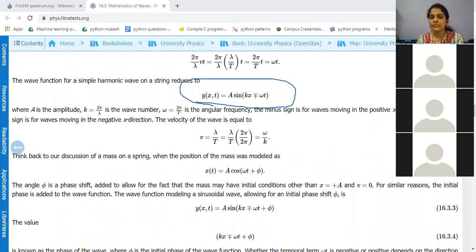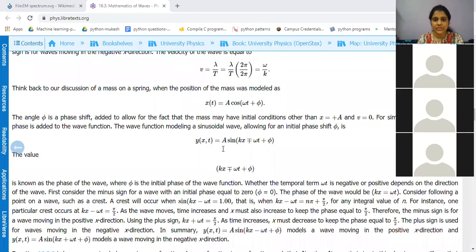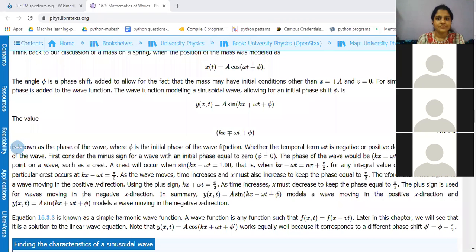Yes, miss. Okay, fine. If you all understood, then very good. Now, this phi part that Saurav was asking. Let me just go a little bit down.